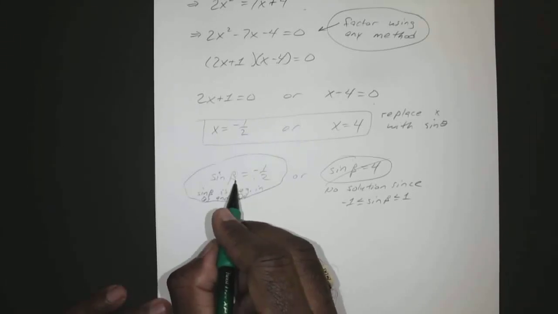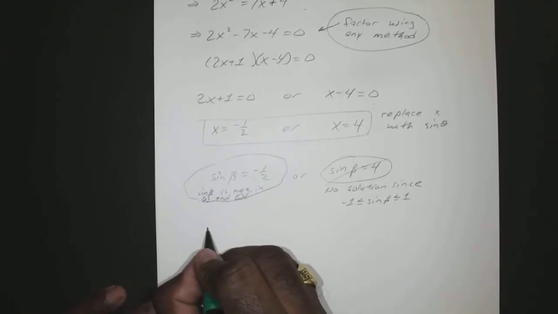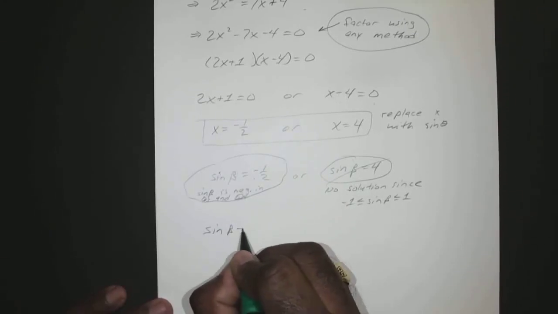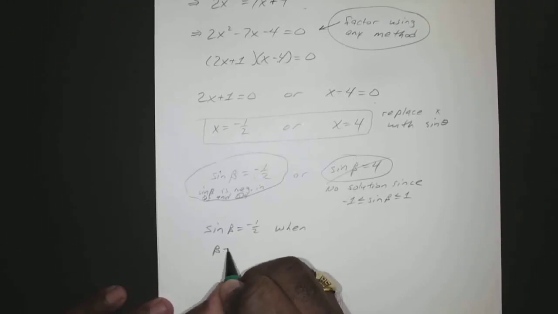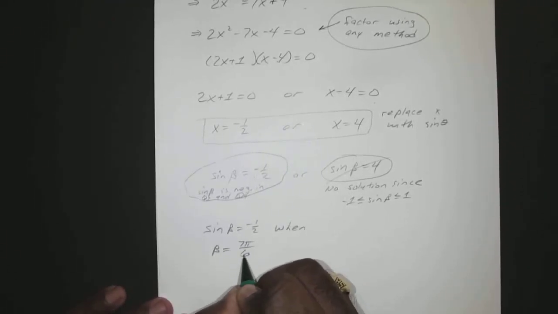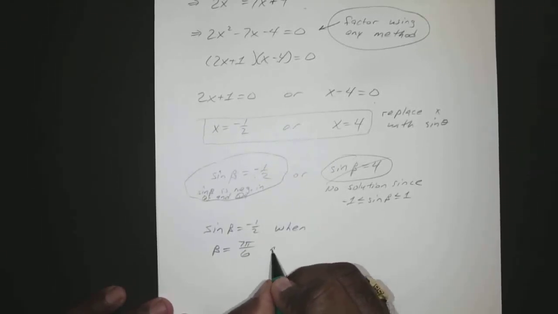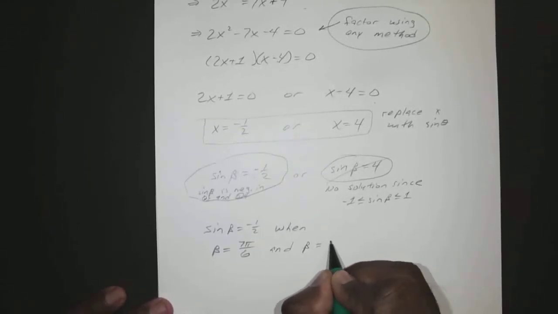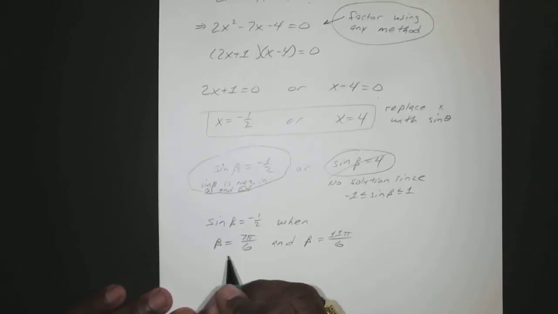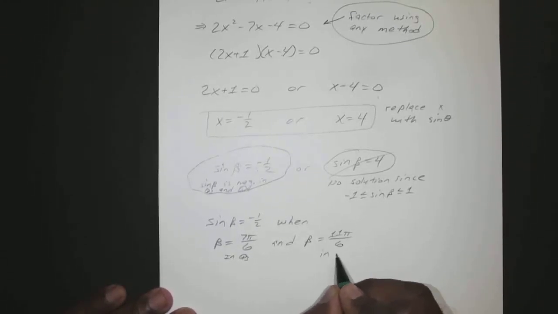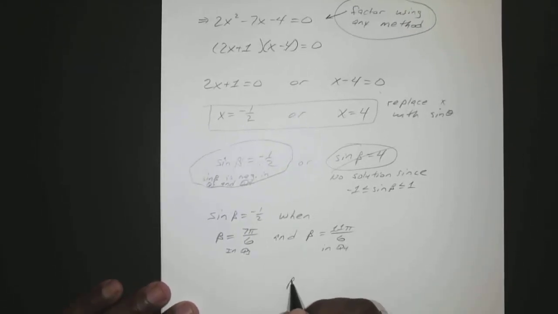Okay, so we know that sine of beta equals negative 1/2 when beta is equal to 7 pi over 6, and that's in quadrant 3. And beta is equal to 11 pi over 6. That's in quadrant 4. Okay, so your beta is 7 pi over 6 and 11 pi over 6.